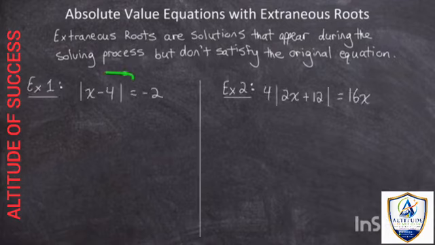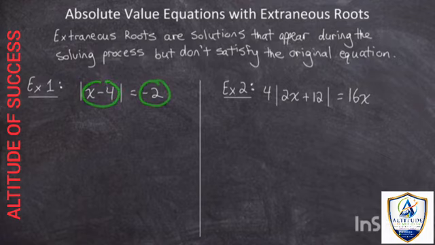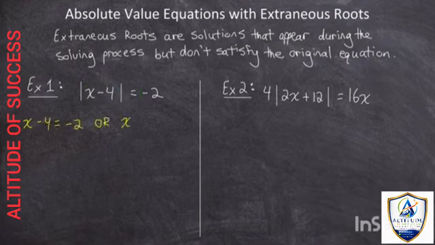Looking at the first example, we're trying to find what value of x makes the absolute value of x minus 4 be negative 2. Well, remember, the absolute value is always non-negative, so there shouldn't be any solutions to this equation. But using the rule from the previous section, if you set the inside of the absolute value equal to both the constant and the opposite or negative of the constant, we would think that the equation would be true if x minus 4 was equal to negative 2, or if x minus 4 was equal to the opposite of that, so positive 2.